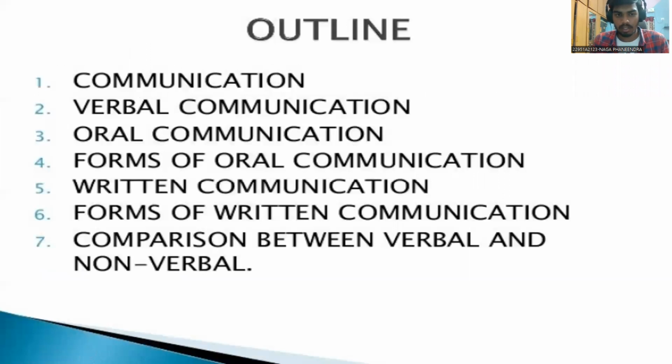Coming to communication skills, there are two types of communications. One is verbal communication and the other one is non-verbal communication. Both are different from each other. Each has its own specific things and different forms.